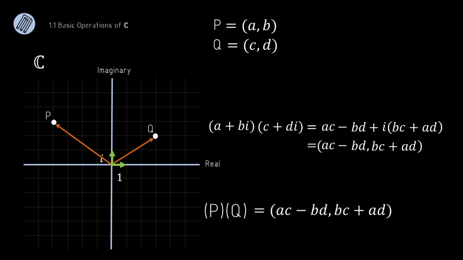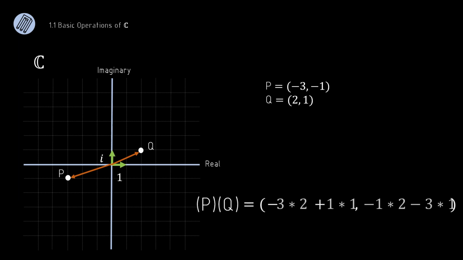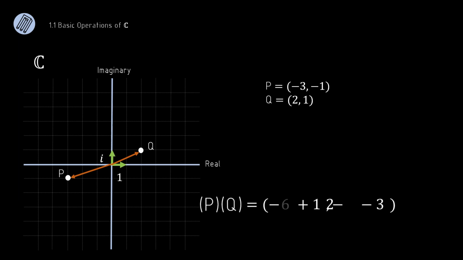So, for example, if I have a complex number p at point -3, -1, and a complex number q at point 2, 1, then using our formula for multiplication and doing some arithmetic, we can see that p times q is equal to -5, -5. For addition, we saw that adding two numbers has a very intuitive geometrical meaning.